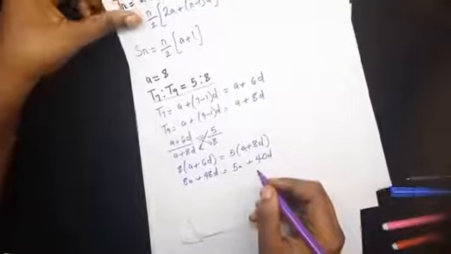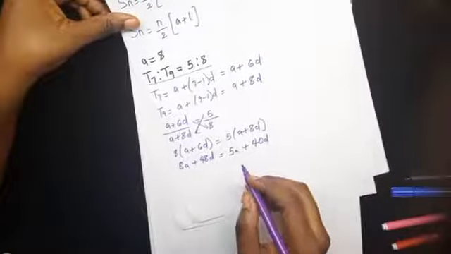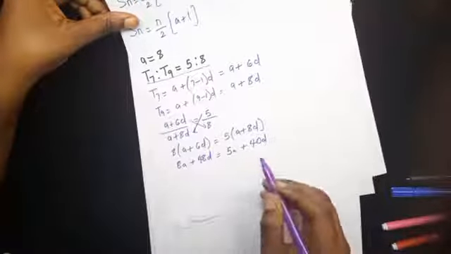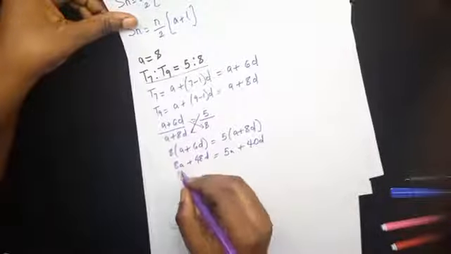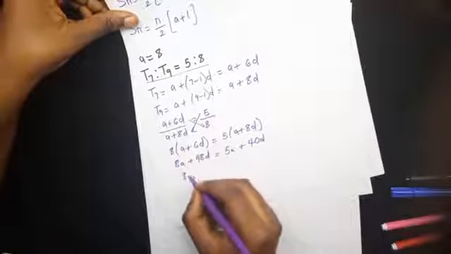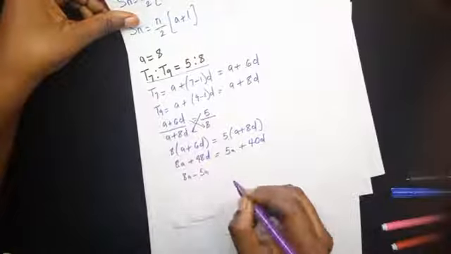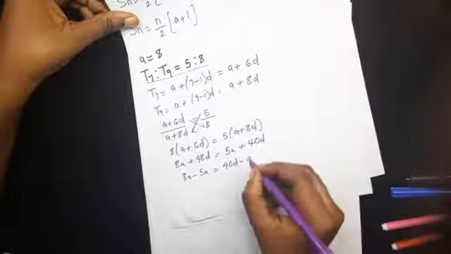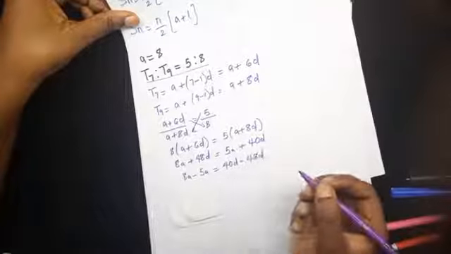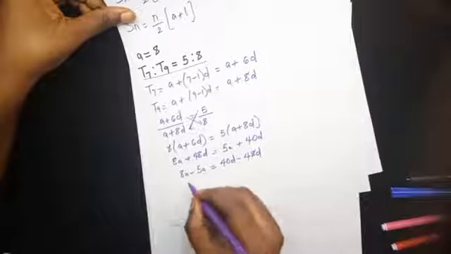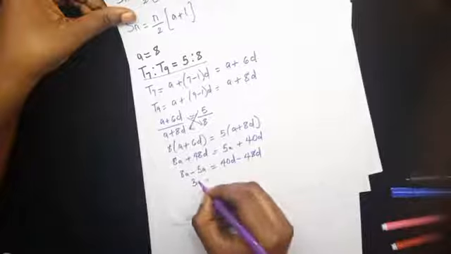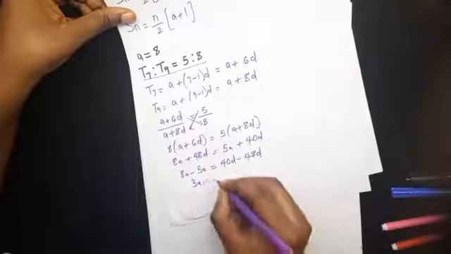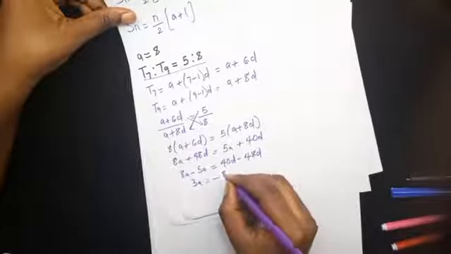Opening the bracket, I have 8a + 48d equals 5a + 40d. Then I go ahead to collect like terms by bringing all a's to one side and all d's to the other side. So I have 8a - 5a equals 40d - 48d. So this gives me 8a - 5a, 3a, equals 40d - 48d, that's -8d.